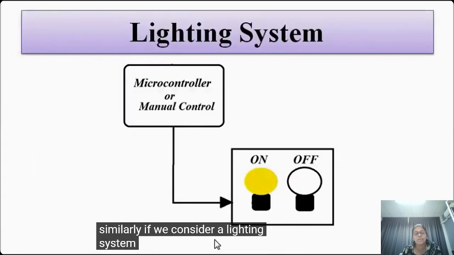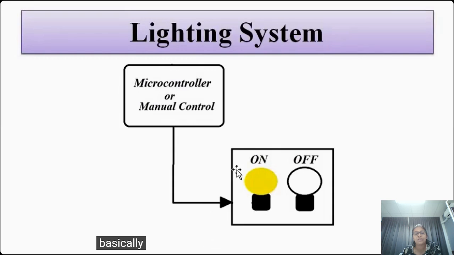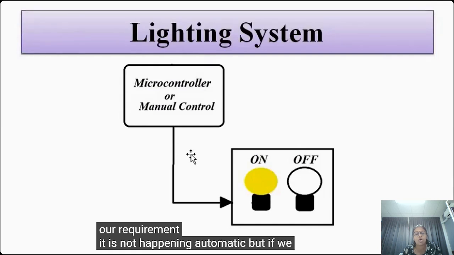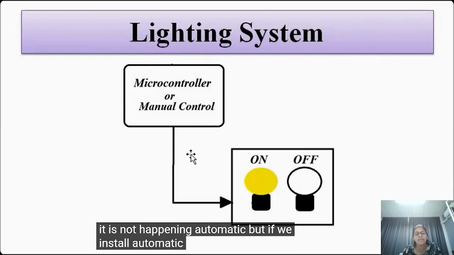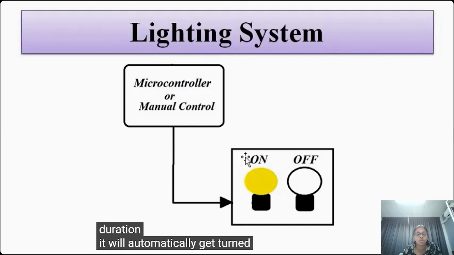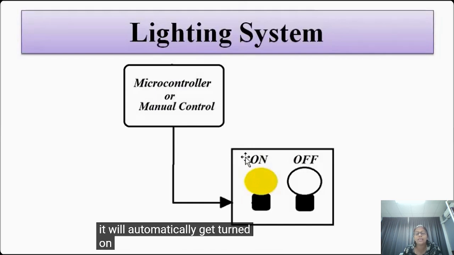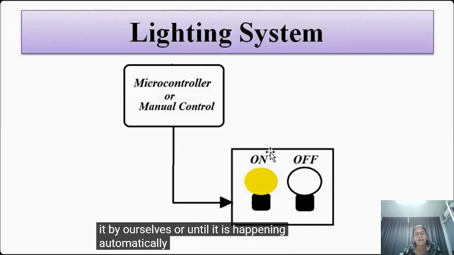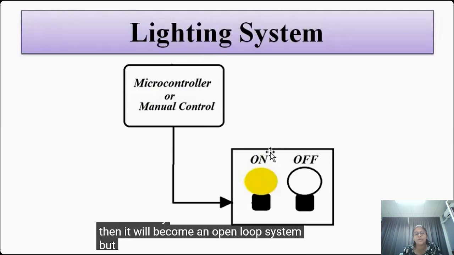Similarly, consider a lighting system. The lighting system we have in our house, we turn it on and off as per our requirement. It is not happening automatically. But if we install an automatic lighting system in such a way that after a certain duration it will automatically get turned off or turned on, then whether we do it ourselves or it happens automatically, it is an open loop system.